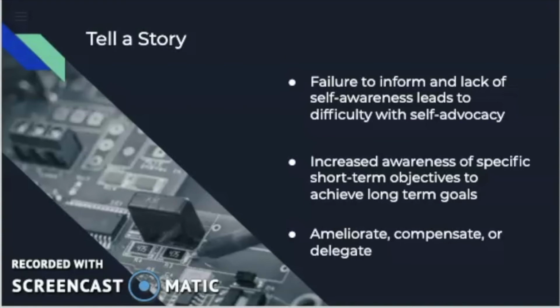For example, this student could enroll in a drama class in high school to enhance public speaking abilities, or perhaps a social skills group to develop conversational techniques. Being aware of our shortcomings and perceived limitations helps us to learn how to ameliorate, compensate, or delegate these areas of weakness.